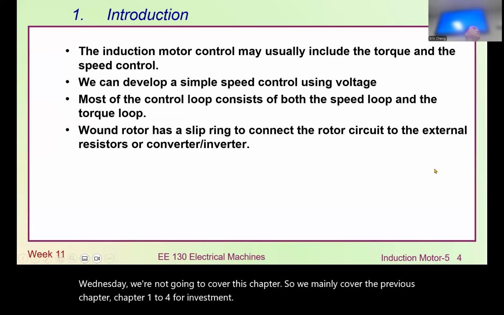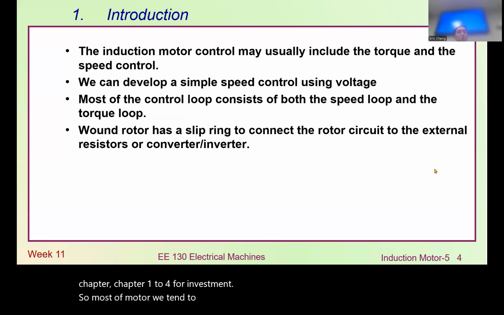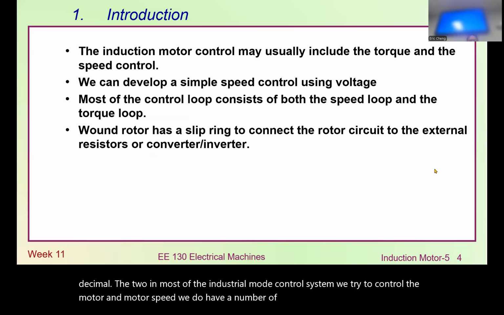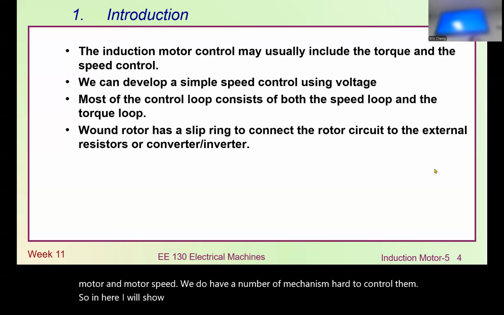So for most motors, we tend to control the torque and also the speed. Same as in the induction motor too. In most induction motor control systems, we try to control the motor torque and motor speed. We do have a number of mechanisms for how to control that. So in here, I will show you a number of simple control loop methods. We tend to use them to control the motor torque and speed.